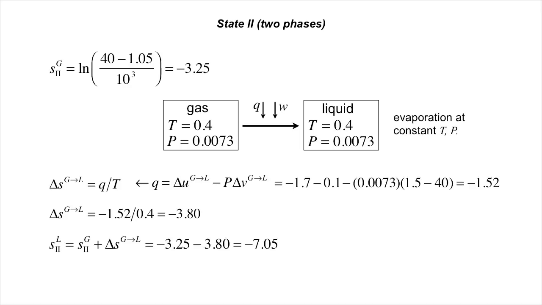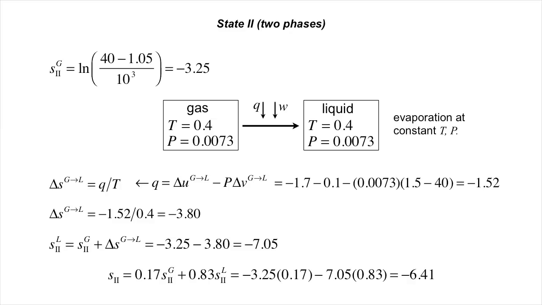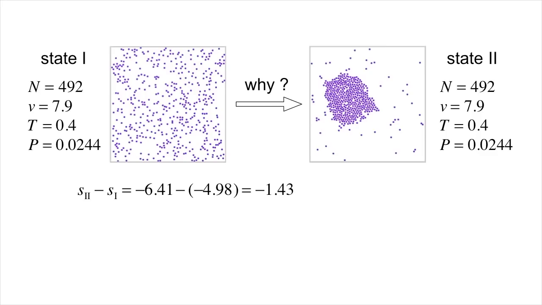Adding to the entropy of the gas, we get a total entropy for the liquid of about minus 7. Putting everything together with quality of 17%, the entropy of the system is about minus 6.4. Returning to our comparison, we finally have the numbers we need to determine the net entropy change of the universe, going from state 1 to state 2.